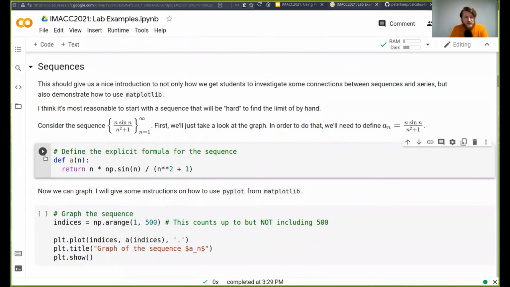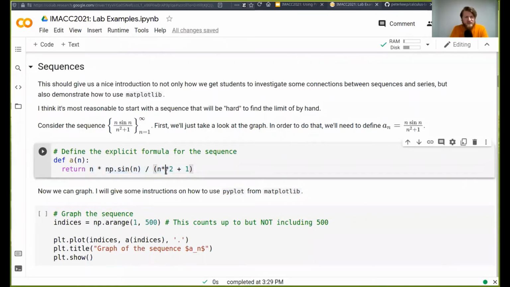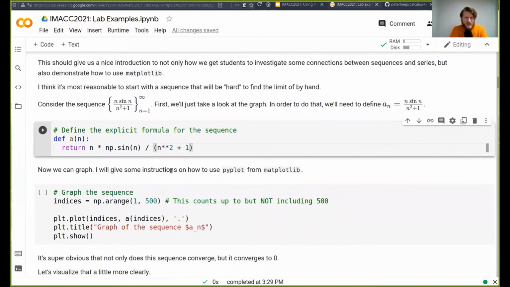So we'll just run this chunk of code, and all that's doing is defining this A function that's going to define my terms. So you can see np.sin, that's just the sine function coming from that NumPy package. Double asterisks are exponents. So this is n squared here, which is kind of silly, I think, but whatever, that's just a Python thing. So n sin(n) over n squared plus 1.